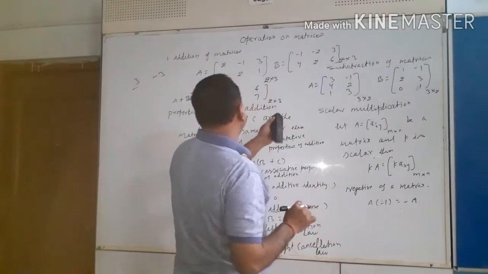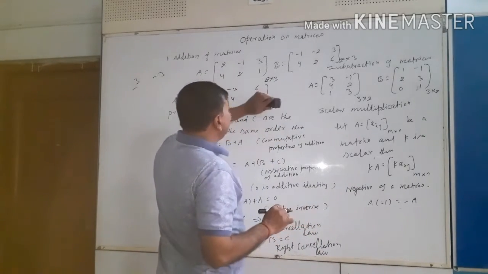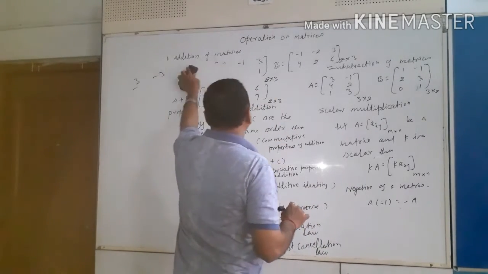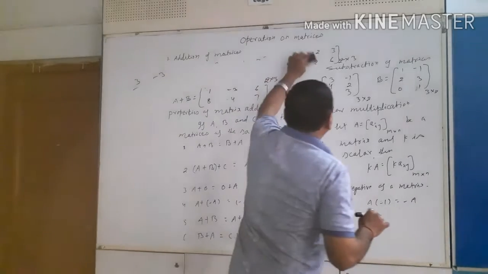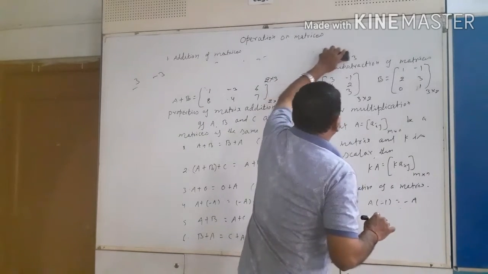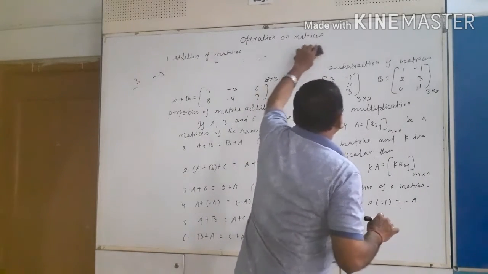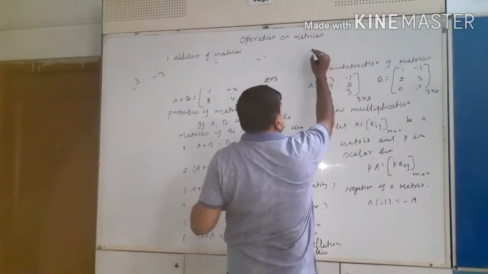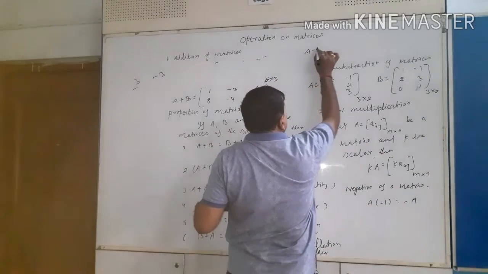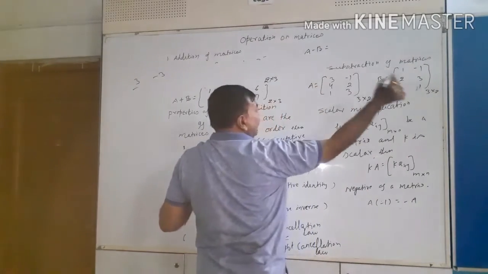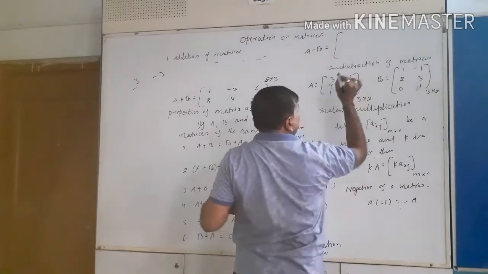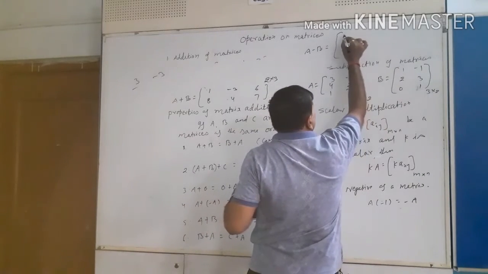Now we have to subtract it. How can we subtract it? See here, I am going to write A above, A minus B. A minus B can be written as here 3 minus 1, 2.